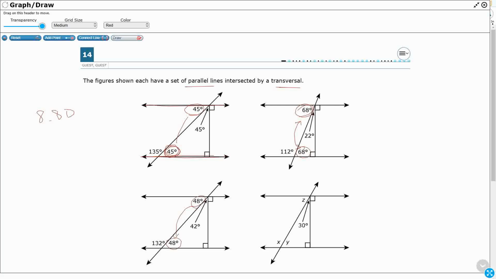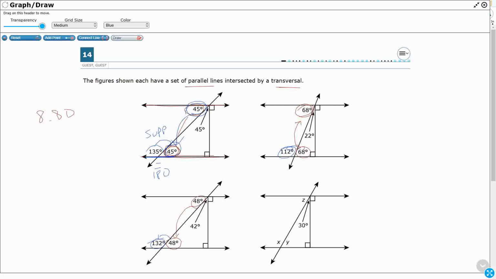Okay? Now, another thing that we're supposed to notice is that this transversal ends up creating two supplementary angles. These two are supplementary, which means they equal 180. So if I get this angle up here, that means it's the same as this angle down here, and the other angle on the other side of that line is supplementary. It adds up to 180. 68 and that 112 make 180, 48 and that 32 make 180.